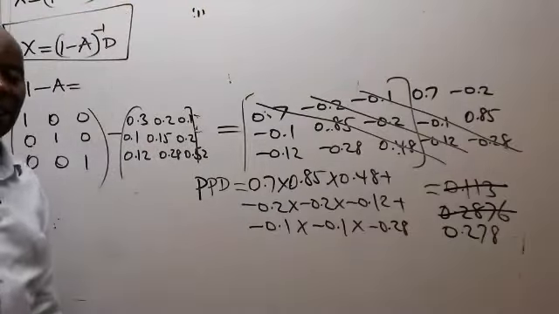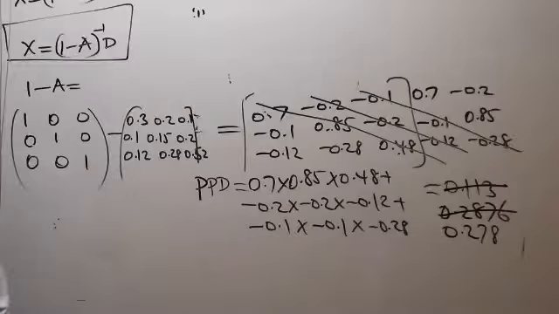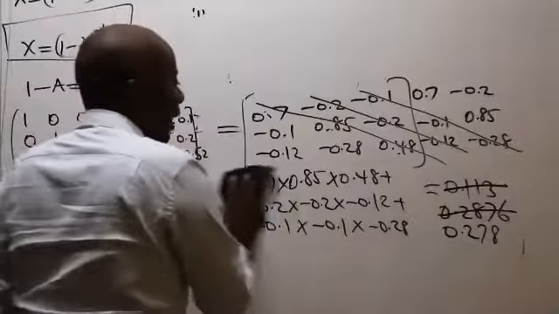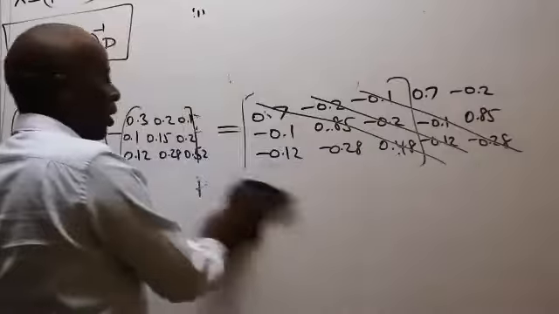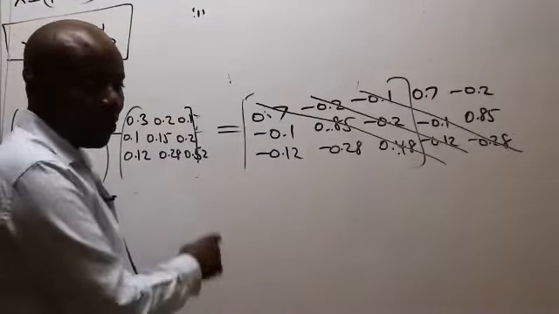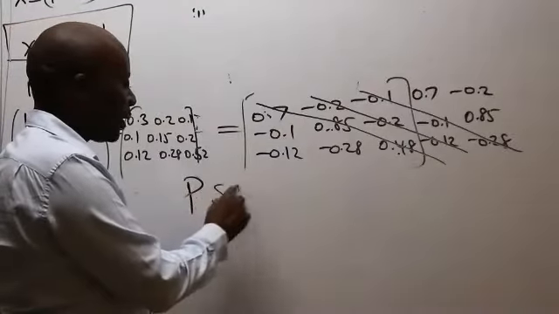The other students, are they able to get that? 0.278. Kutoka hapo sasa, tunaenda straight away kwa PSD. PSD, product of secondary diagonal. Product of secondary diagonal, what do we have?